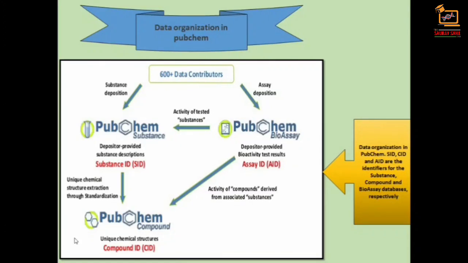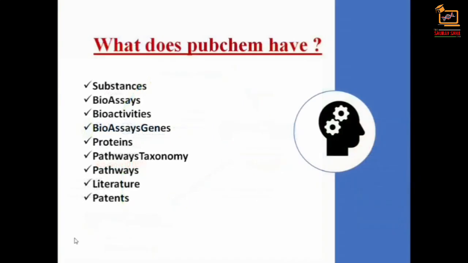Then here we see the data organization in the PubChem database. PubChem organizes this vast amount of data into three interlinked databases, that is substance, compound and bioassay. The substance database stores depositor-contributed information. Unique chemical structures are extracted from the substance database and stored in the compound database. The bioassay database stores descriptions of biological assays on chemical substances. The primary identifiers for the substance, compound and bioassay databases are SID, that is substance ID, CID, the compound ID, and AID, the assay ID.